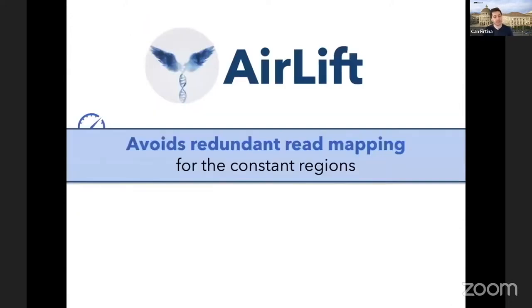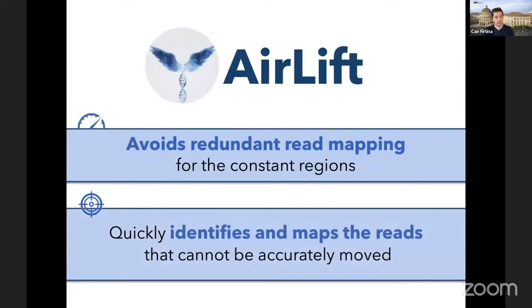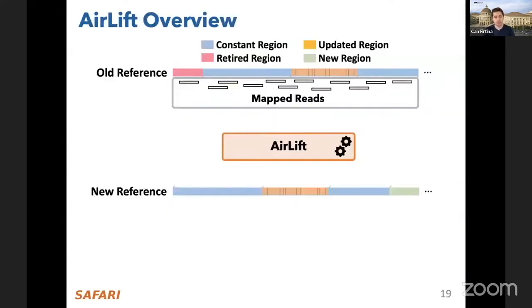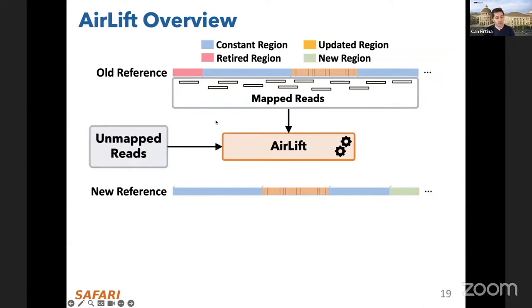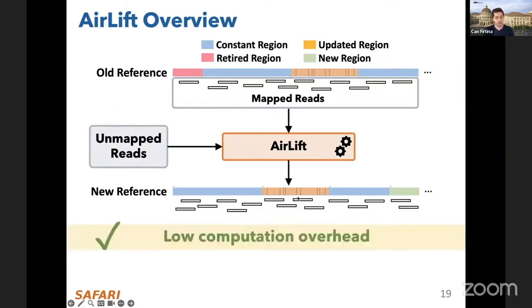AirLift avoids redundant read mapping for the constant regions, and it quickly identifies and maps the reads that cannot be accurately moved to the new reference genome. So let me go over the key steps in AirLift. Now, this is the overview of AirLift. AirLift takes all the mapped reads from the entire region of the old reference genome. It also takes all the unmapped reads, and then it quickly maps them to the new reference genome with a low computation overhead and accurate mapping.